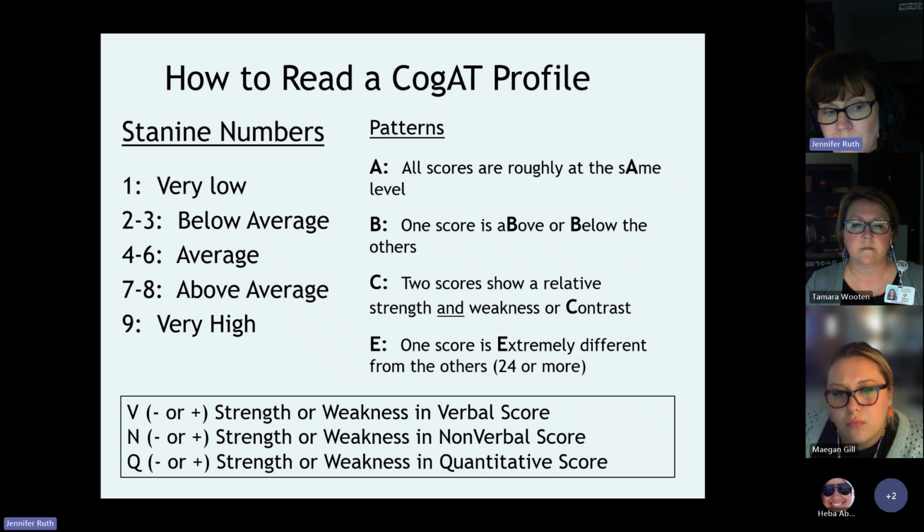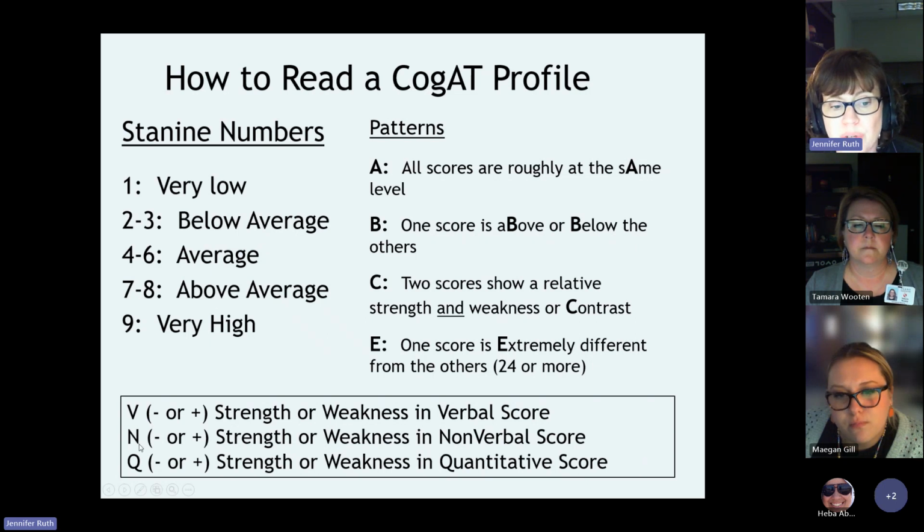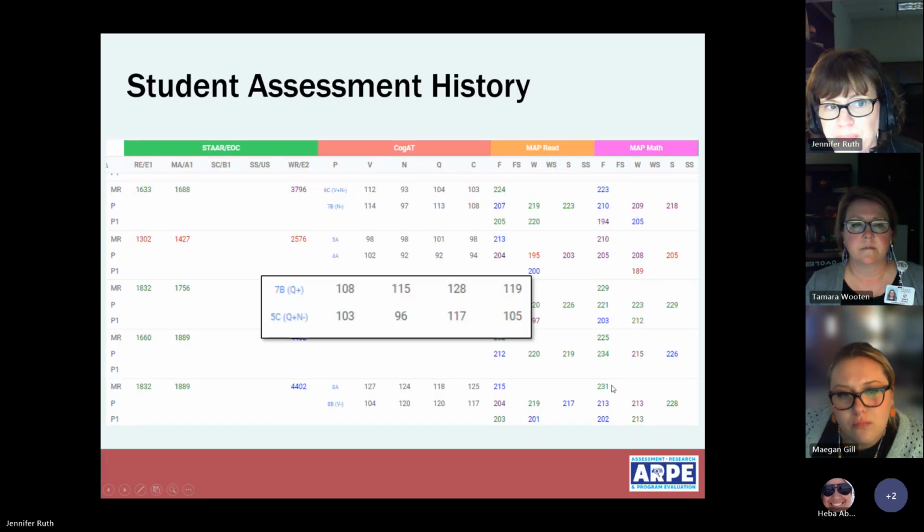And then you see at the bottom with the key that V is for verbal, N is for nonverbal, and Q is for quantitative. And obviously a plus sign is for positive, a strength, and minus is a weakness.